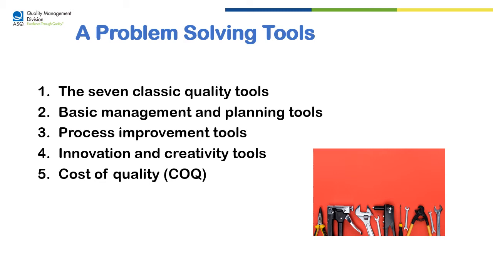Creative decision making, problem solving, brainstorming, mind mapping, lateral thinking, critical thinking, 5 Whys, and design for Six Sigma or DFSS. These are all tools that are under Section 4, innovation and creativity.